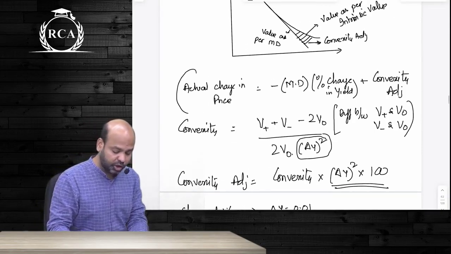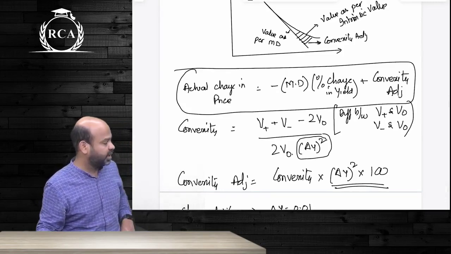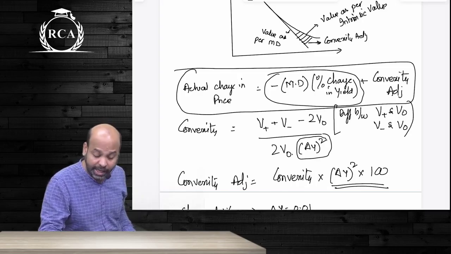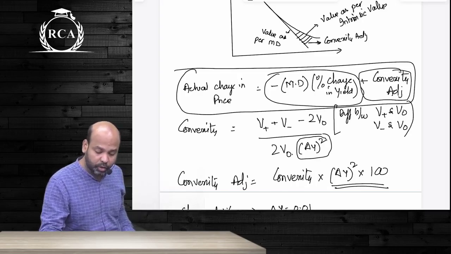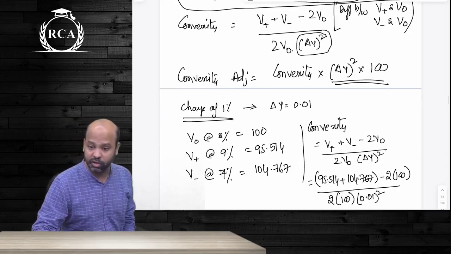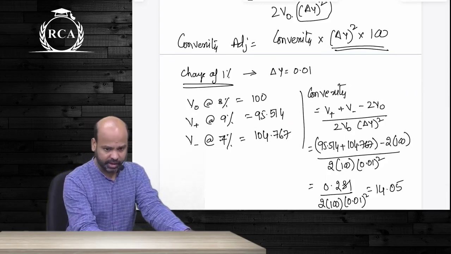So I said the actual change in price will be negative modified duration into percentage change in yield. This is the change as per modified duration. To that I will always add the convexity adjustment. That will give us the change as per the actual values. Are we clear about this? So this was the next concept that we did in bond valuation.